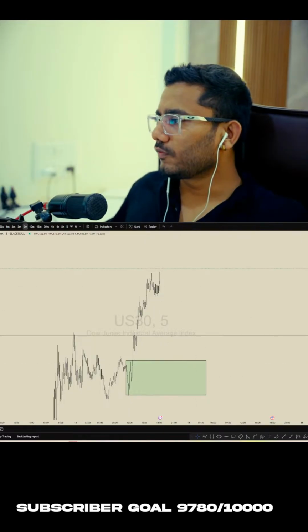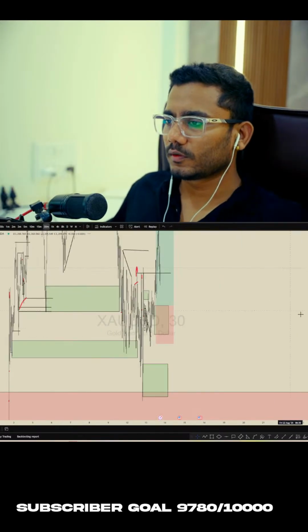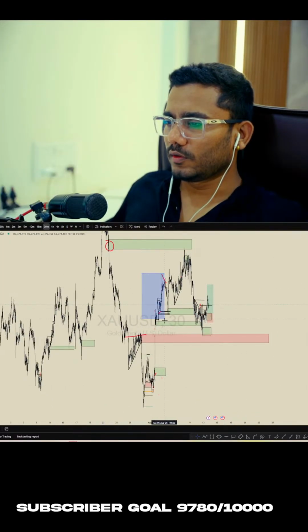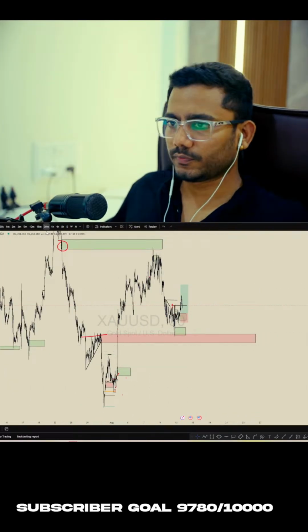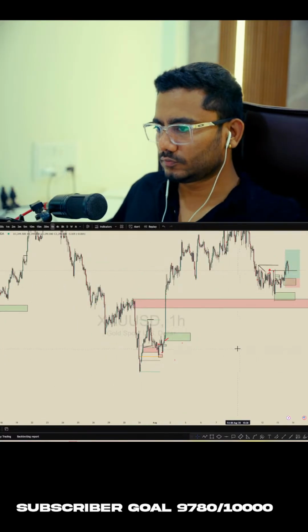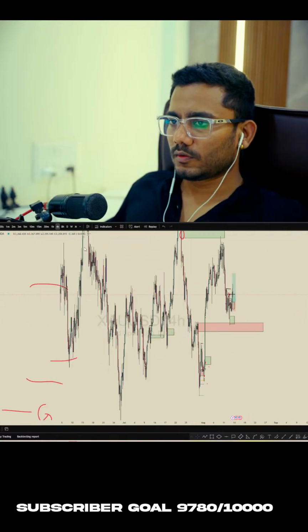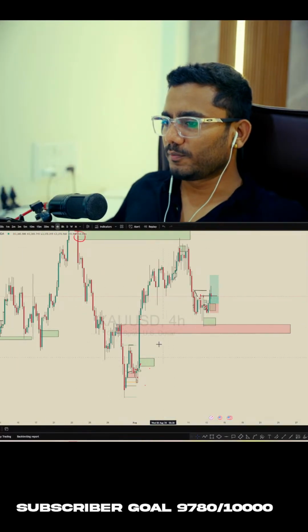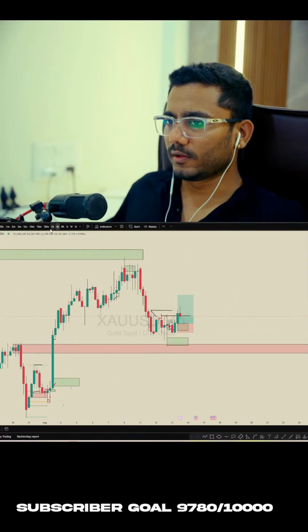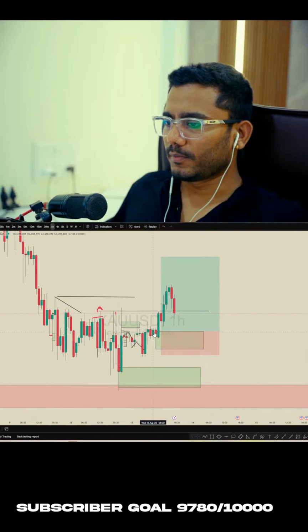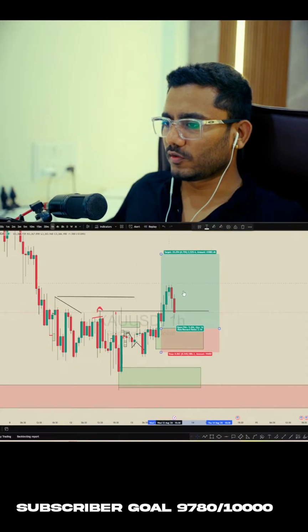What is your view on gold? So here I'll remove this. If you look at 4 hour, we have this breaker block. Price tapped this breaker block and created a new high. If I go to 1 hour, we can see price has created this 1 hour order block. So this is our entry. Stop loss below this low. Next high will be the target.